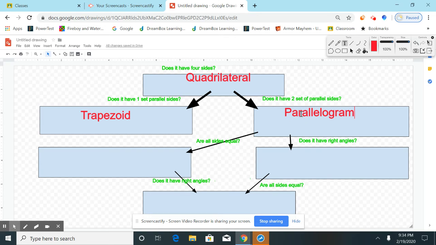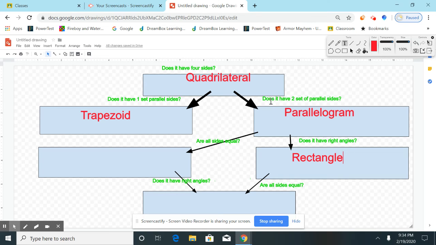So now we're going to keep going from parallelogram. Does it have two sets? Yes, and it's a parallelogram. Does it have right angles? That's going to be our next box. So if yes, your parallelogram has right angles, four 90-degree angles, that would make it a rectangle.